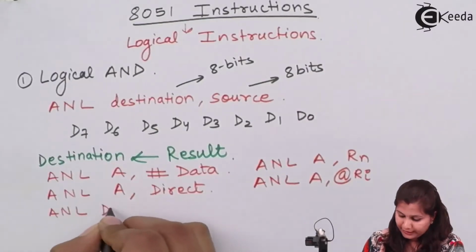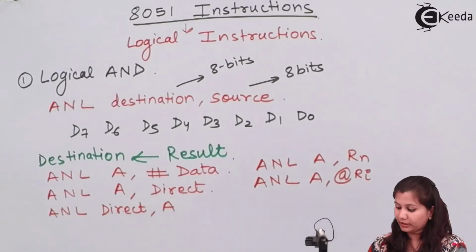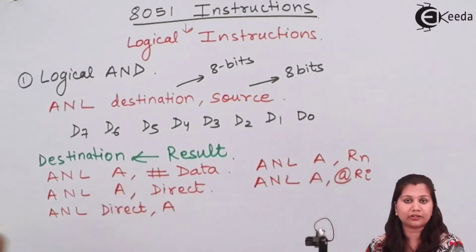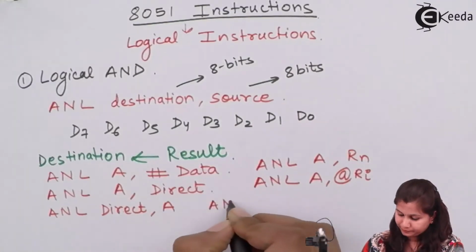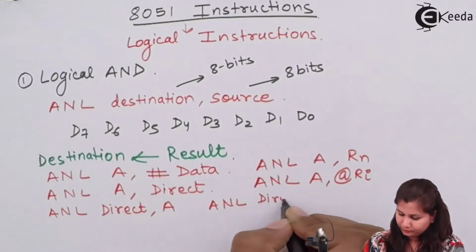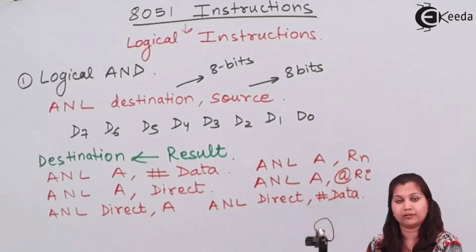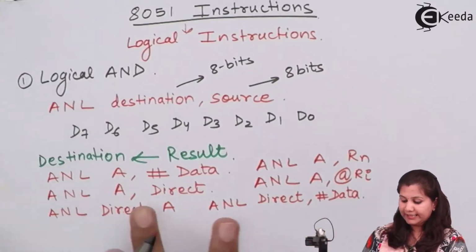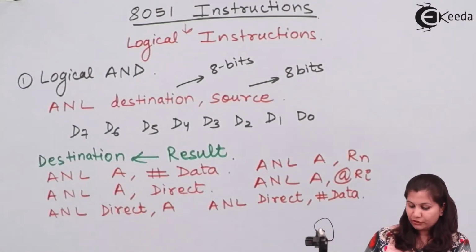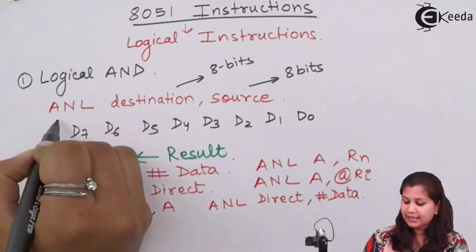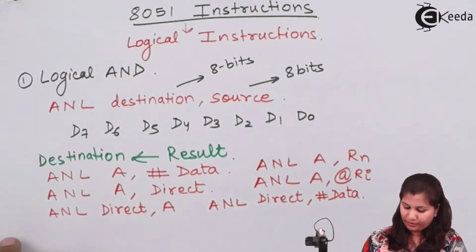Also the destination can be a direct memory location, not only the accumulator. It is not necessary that the destination is always the accumulator. A memory address can also be there, and directly we write the immediate data. So these are the examples of the logical AND operation. We use the instruction ANL for this, and destination and source are the operands for this instruction.